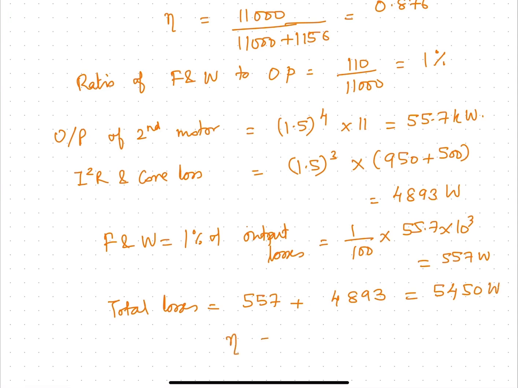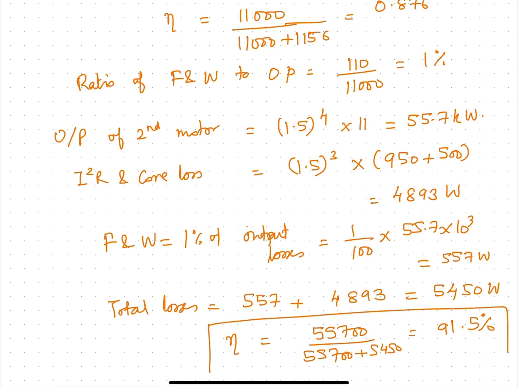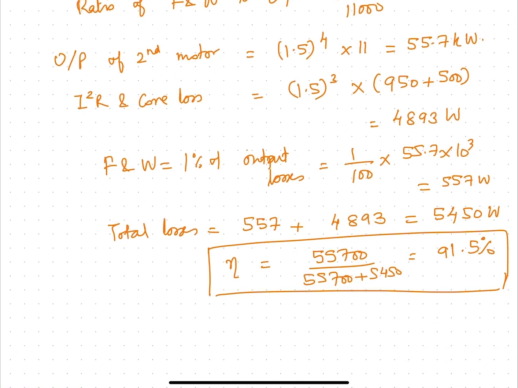So the efficiency of this motor is 55700 over 55700 plus 5450. This comes out to be 91.5%. So this is the efficiency of the second machine.